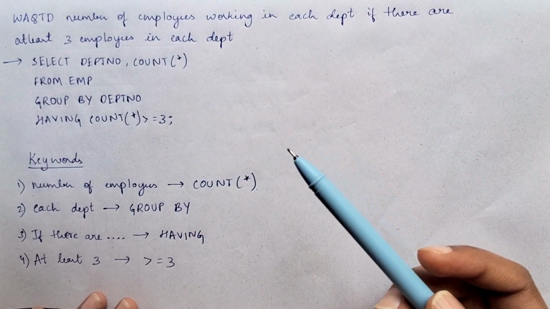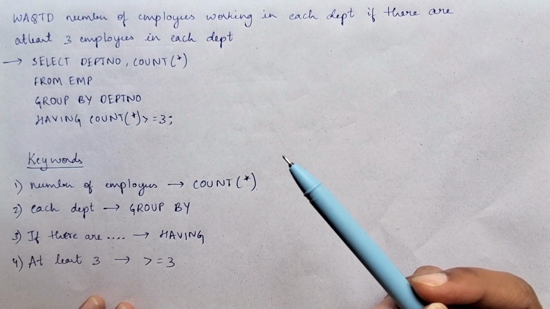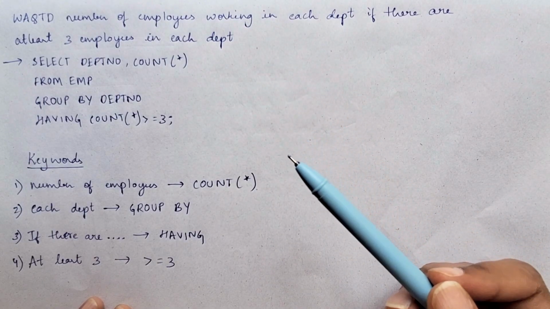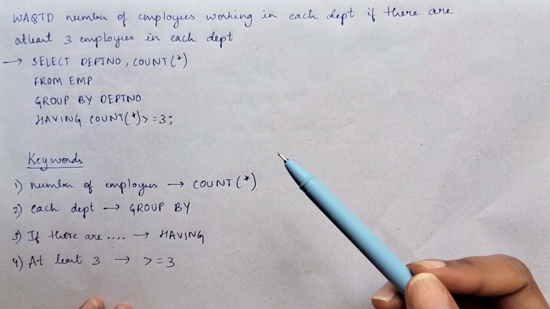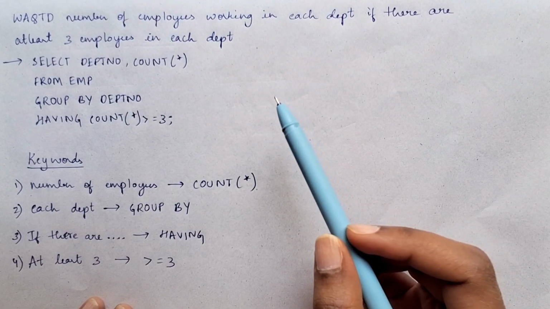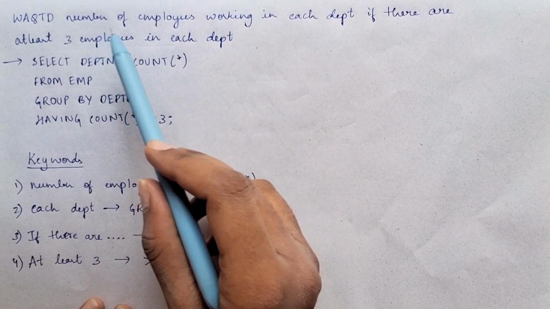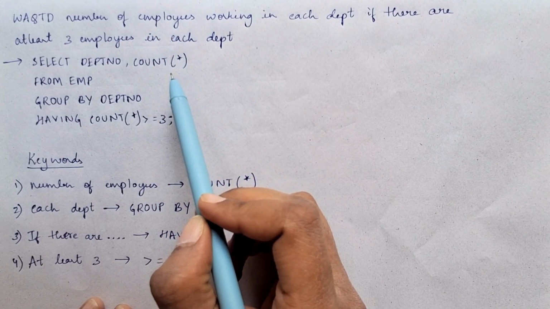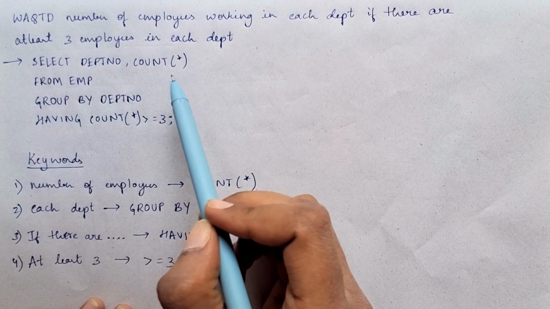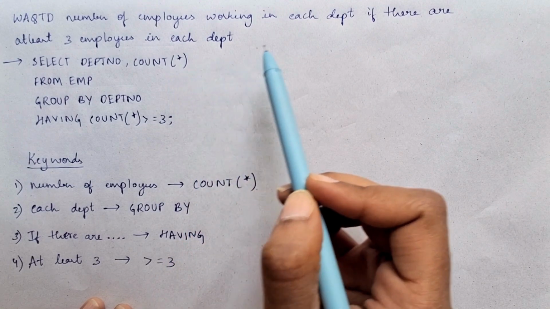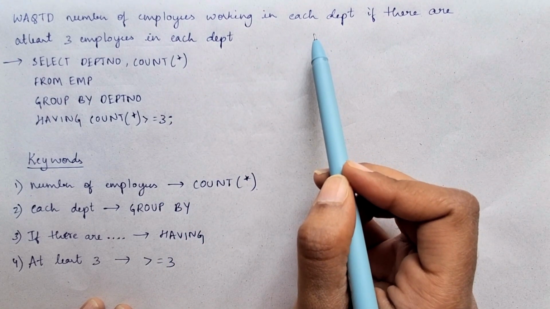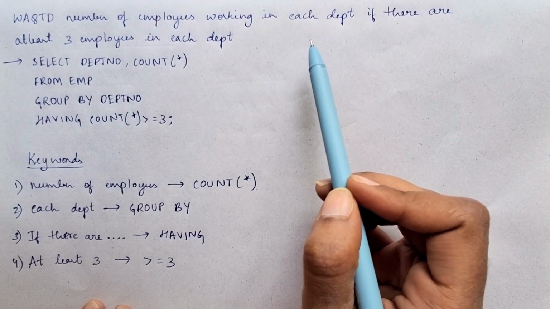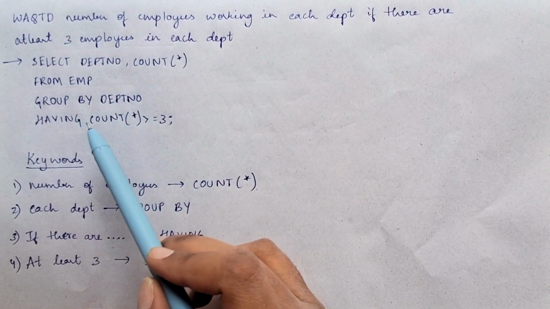And guys, many of the students struggle to determine which clauses to use when you read a question. For that, you need to look for specific keywords in the question that tell you exactly which clause to use. Here we have number of employees, which means we have to use count asterisk, which is an aggregate function which counts the number of employees in each department. This is the most important keyword. Whenever we see each or per in it, means you have to use the group by clause.